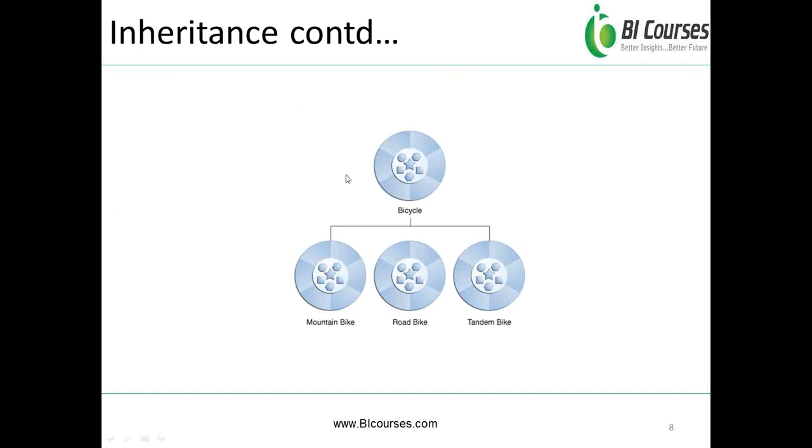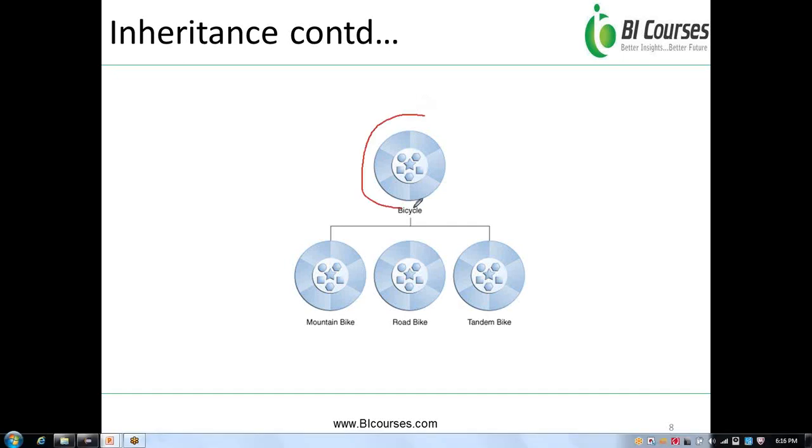So here bicycle is the superclass. The common properties of bicycle are speed, gear, and cadence. In mountain bike we can have an additional chain ring, whereas in tandem bike we have two seats and two handlebars. So these specific bikes can have additional characteristics along with the common characteristics.